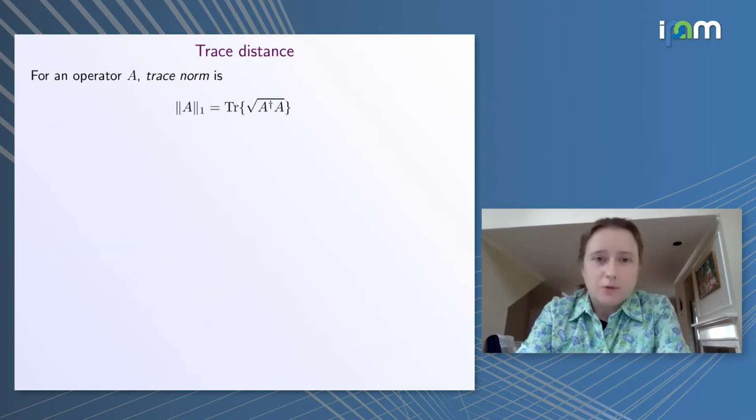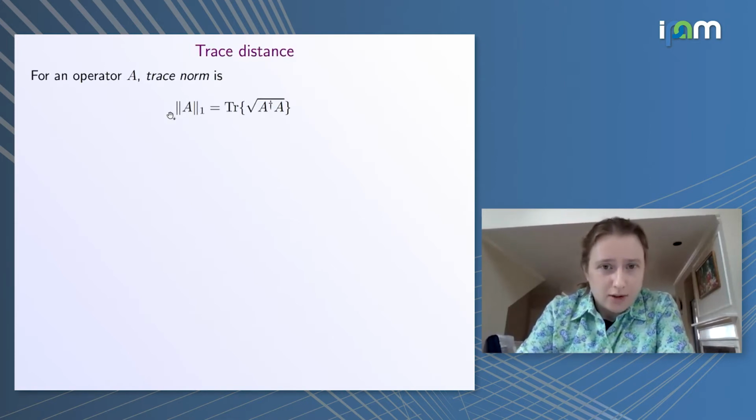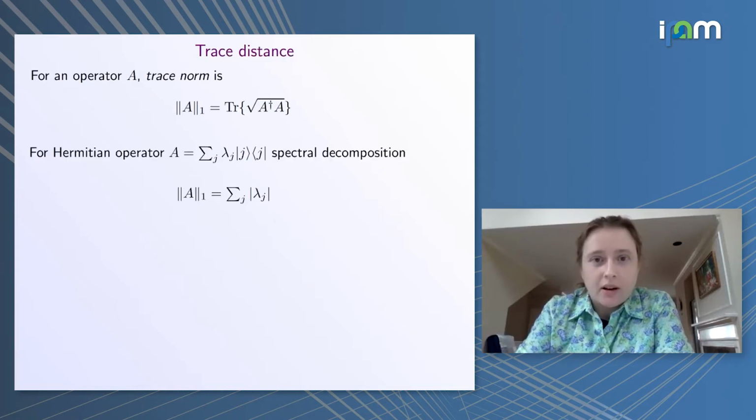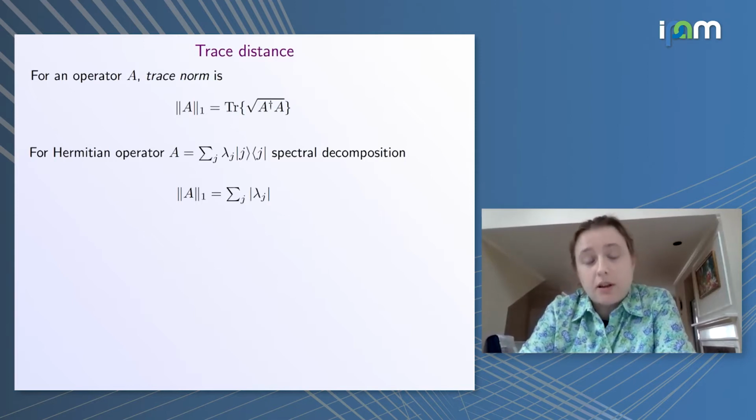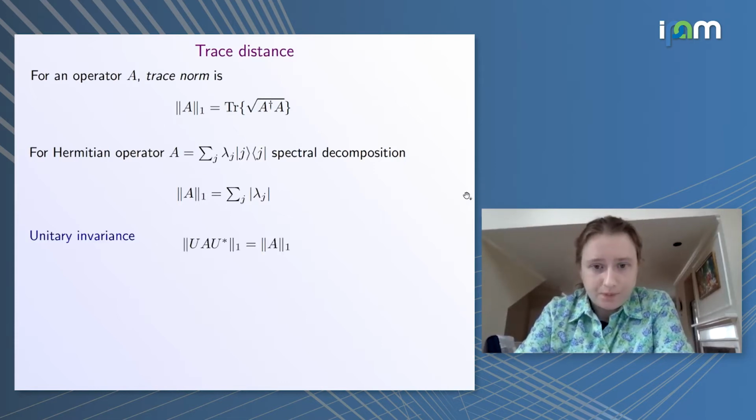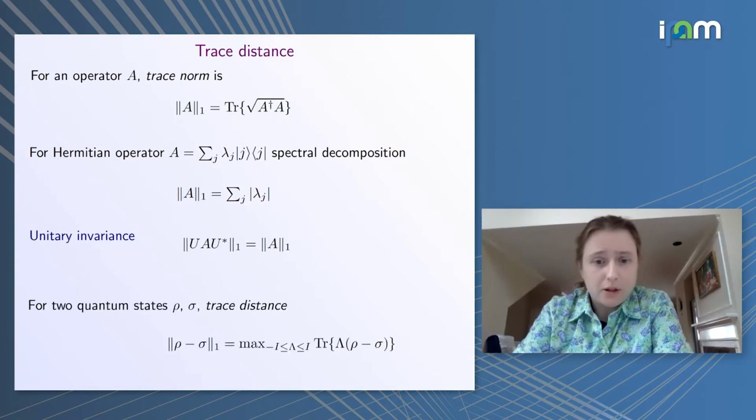Another measure of distance is called the trace distance, and it's indeed a distance. It's derived from the trace norm. The trace norm is the trace of the absolute value of the operator, or the square root of A star A. For a Hermitian operator with a spectral decomposition, the trace norm is the sum of the absolute values of the eigenvalues. It is also unitary invariant because you do not change the eigenvalues under unitary transformation.